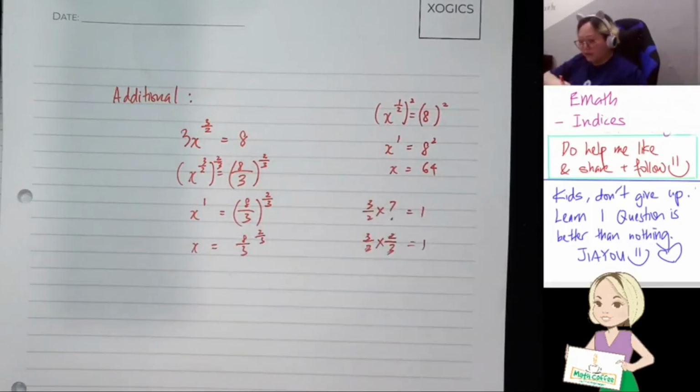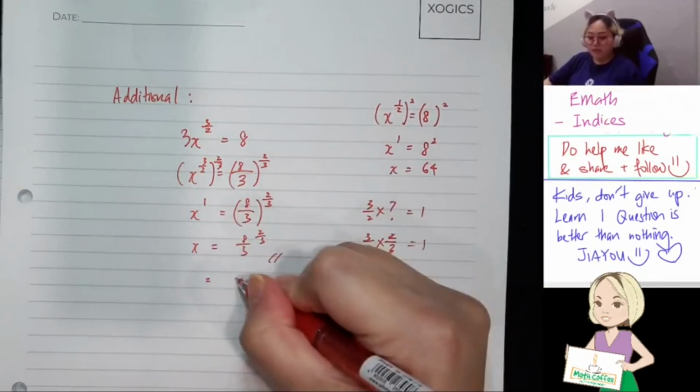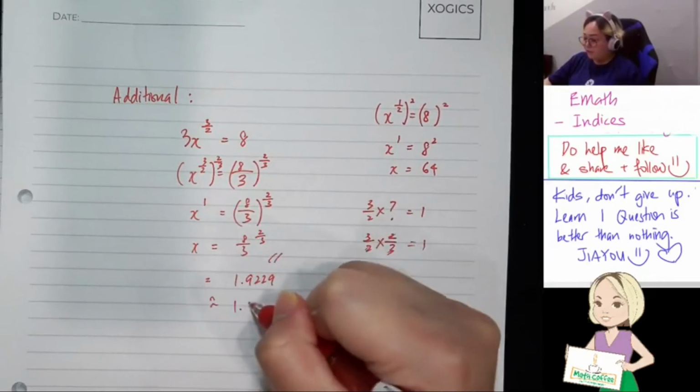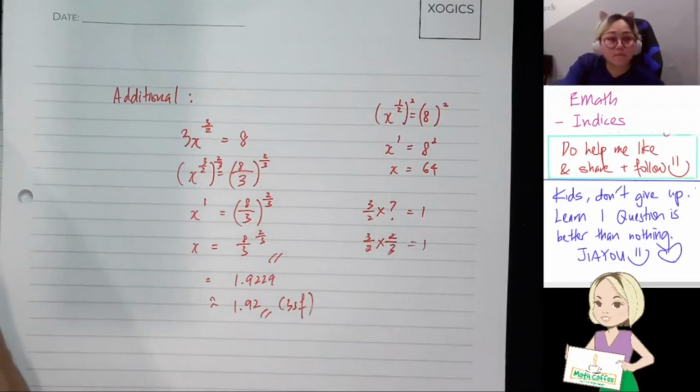So for this question, I don't think it's a nice number, I didn't randomly come up with it. I just want to highlight to you that you just need to change the power of something to make it 1. For this case, it's a funny number, so you can either leave your answer in this form, or you can give 3SF, which is 1.9229, rounded off to 3SF, 1.92. Okay?